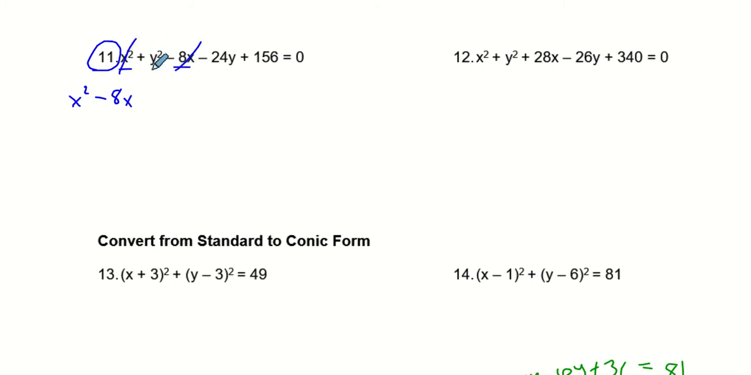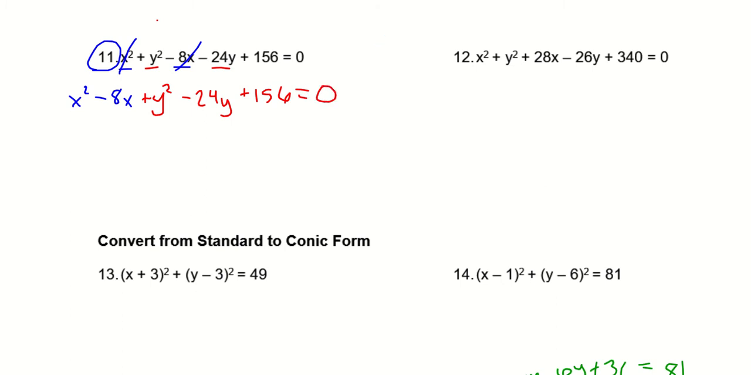I'm going to put the y's together. So here, I'll even change colors. Plus y squared minus 24y. And then I'll just bring this down for right this second. We'll just do one thing at a time. I'm just going to bring that down.